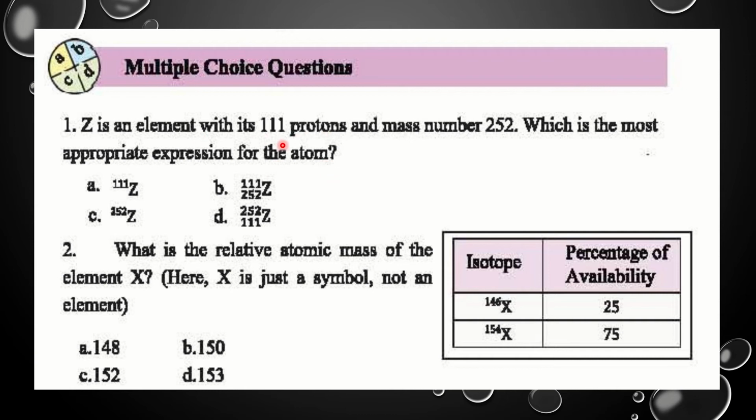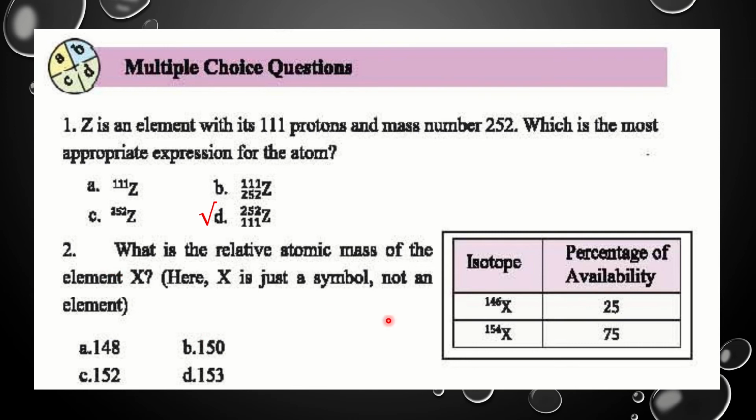111 protons, that means its atomic number is 111 and mass number is 252. We can symbolize an atom by its atomic number and mass number, where atomic number is written as a subscript on the left side and mass number is written as a superscript on the left side. That means like this: Z is the symbol of the atom, 111 is the atomic number and 252 is the mass number. So the answer is D.